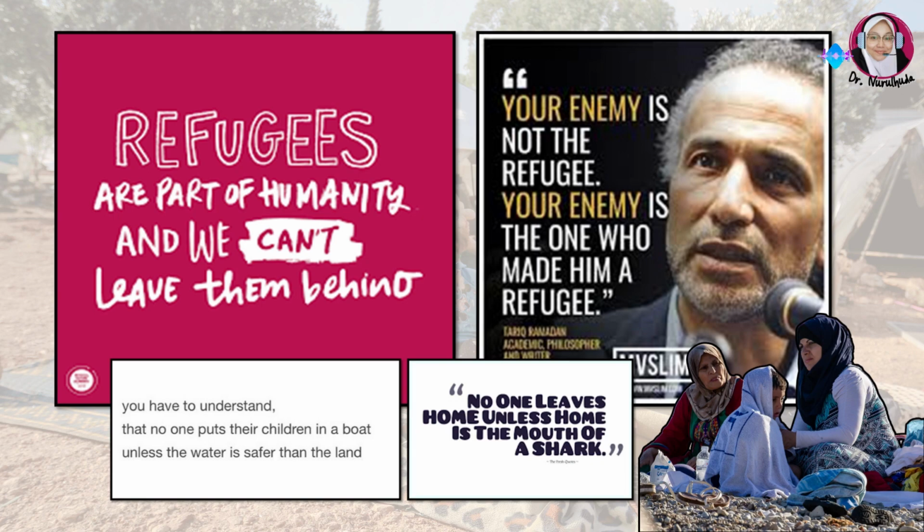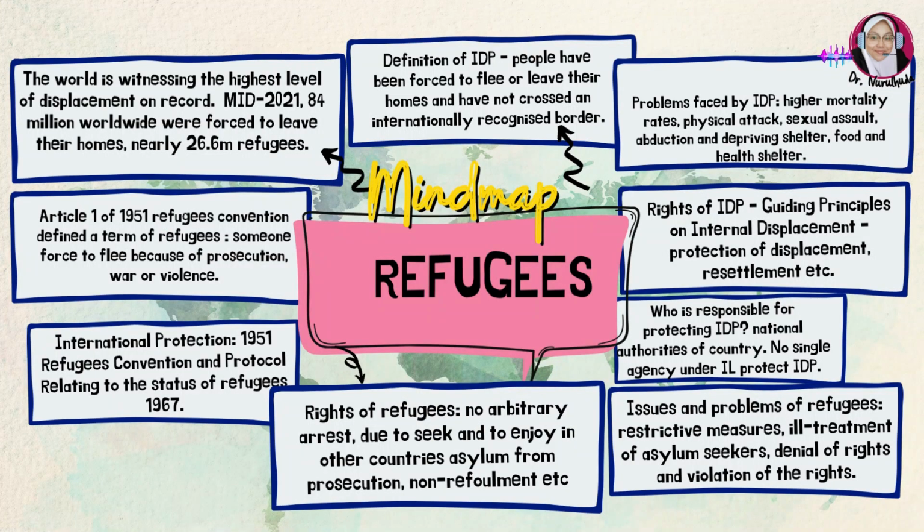So, the word refugee is used in so many ways. Despite that, refugees are part of humanity and we can't leave them behind. They also use these words in different contexts as well. For example, you can see the statement: your enemy is not a refugee, your enemy is the one who made him a refugee. Okay, so this is the summary of the lecture.